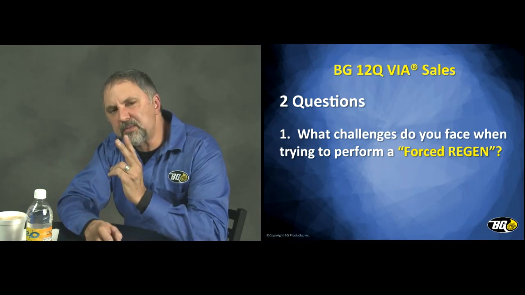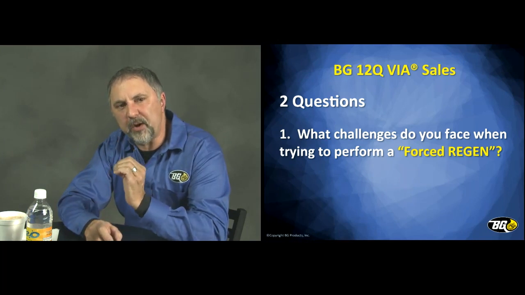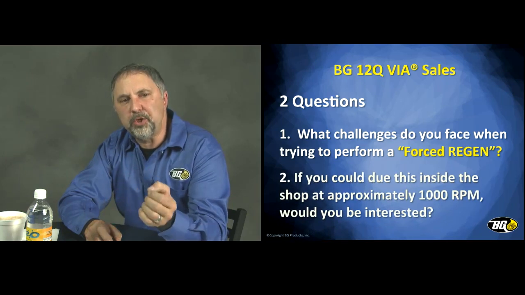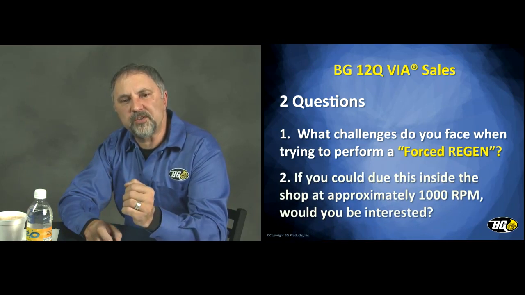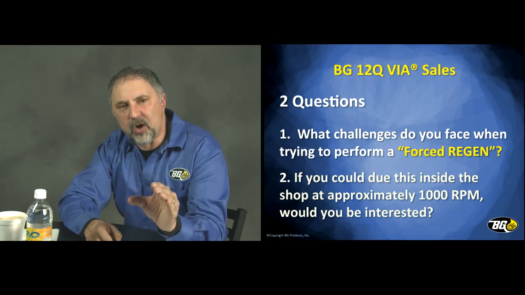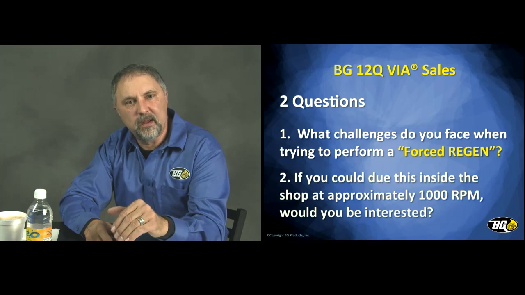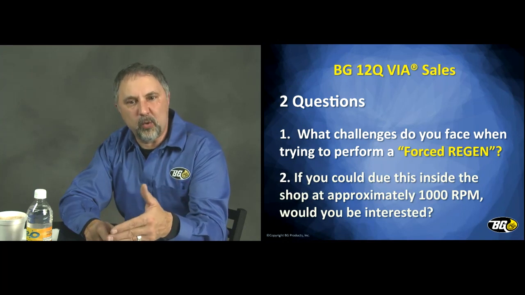The second question is where I'm setting my goal or my target. If I could do this in the shop at 1,000 RPMs, would you be willing to use the service? And I now have a target. So if I do my demo in the shop at 1,000 RPMs, I can force them to regen. I hit the target, they'll buy the equipment.